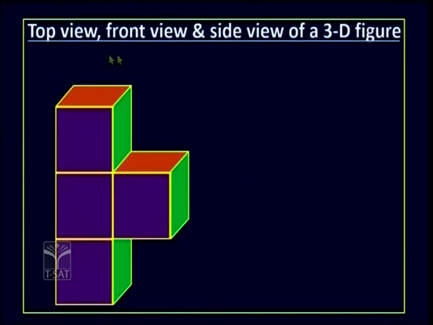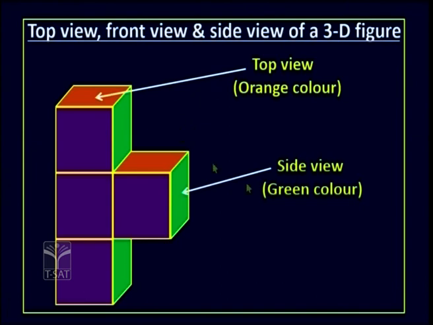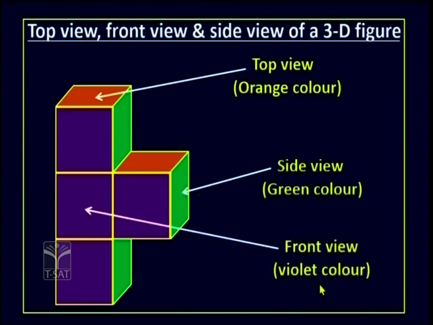Children, let us understand what is top view, front view and side view of a 3D shape. Children, what are you observing on the screen? Yes, we have 4 cubes. Children, if you want to see this from the top, I have taken a separate color, that is orange. From the side you can observe green. From the front side you can observe violet. Are you observing, children? Here I have taken 3 different colors, one for top view, one for side view and one for front view. So, top view only orange, side view green and front view violet. Like this you can understand how you can view a 3D figure.